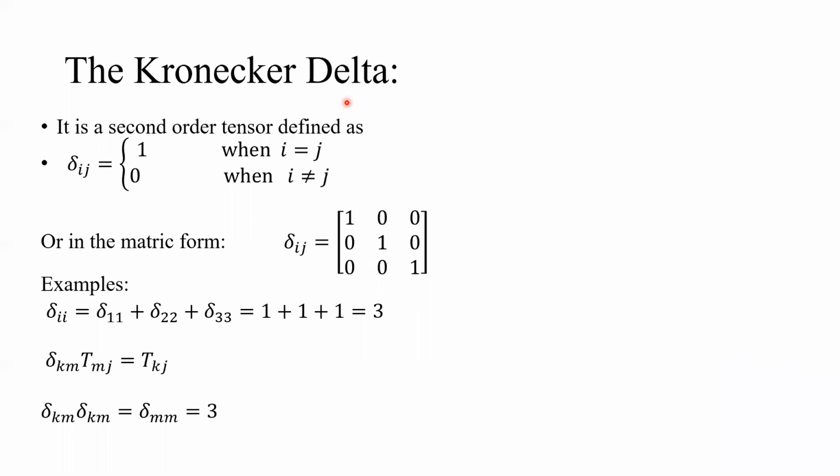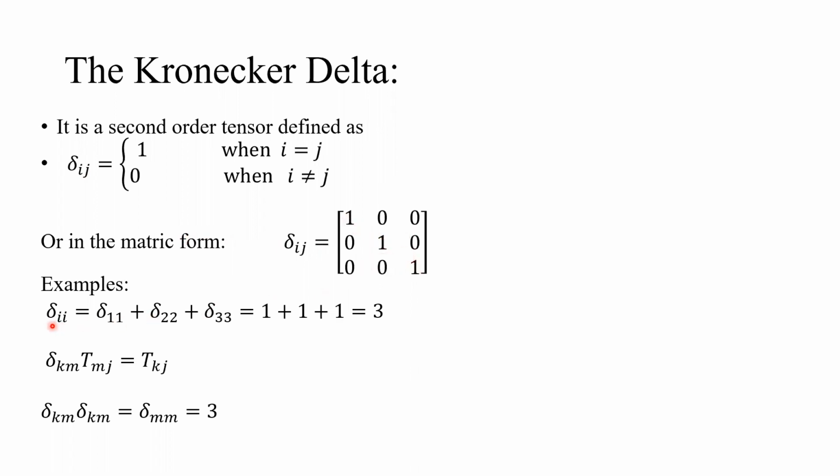The other definition is the Kronecker delta, which is a second order tensor, and is defined as 1 when i and j are the same, and 0 when i and j are not the same. So if these two indices are the same, that would be 1, otherwise it would be 0. It's a very powerful function to zero out the terms that we don't want. In terms of matrix, because it's a second order tensor, we can write it in a matrix form. And here all the components on the diagonal are 1, and outside that would be 0.